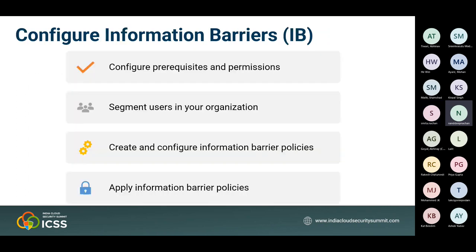Right. So these are the four steps by which we'll be able to configure the information barrier. Firstly, there are some prerequisites and permissions that we need to see are in place. Secondly, we need to segment our users, and then we need to create the information barrier policies based on those segments. And then we can go ahead and apply those policies based on the segments that we have created, so that the communication will be allowed or blocked for those end users.